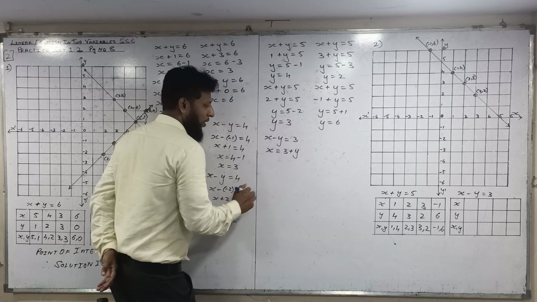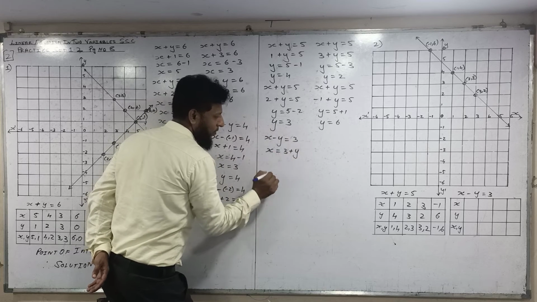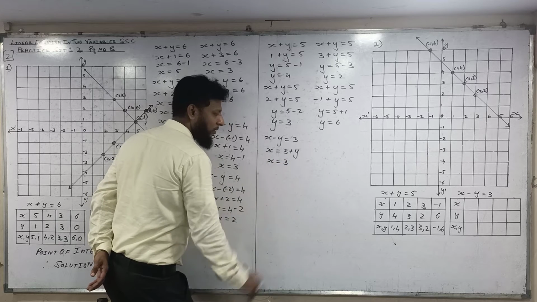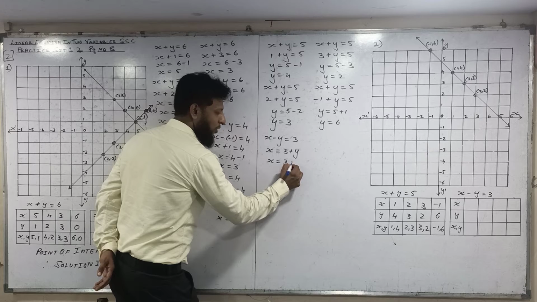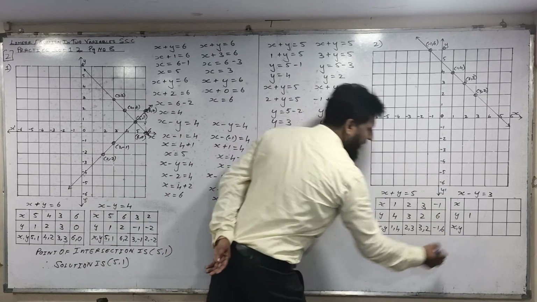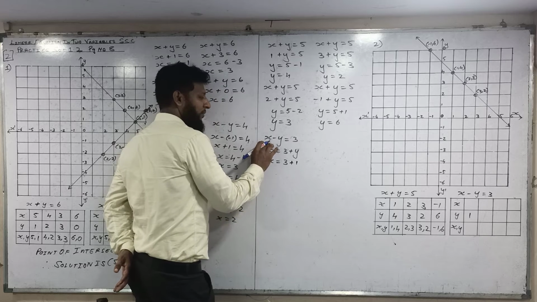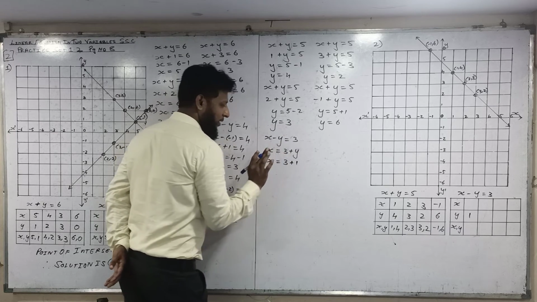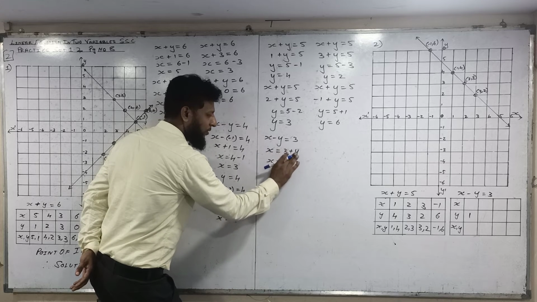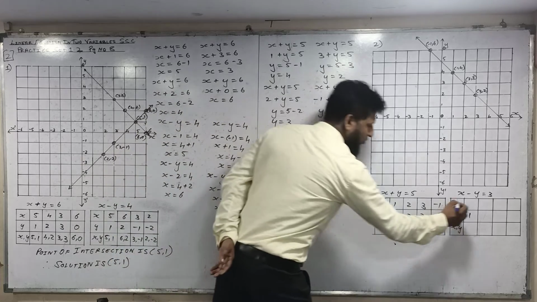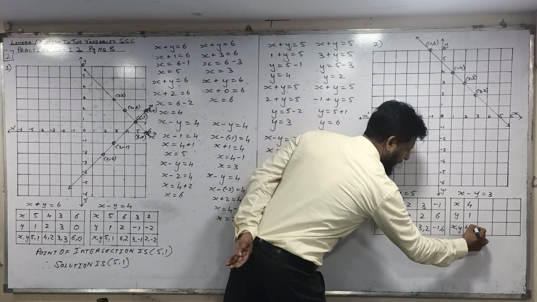This is also one method. Minus y will go there and become plus y. x is equal to 3 plus y. Just put the value of y and you will get the value of x. I have arranged with variable x. So I am putting the value y equal to 1. 3 plus 1, 4. So 4 and 1.